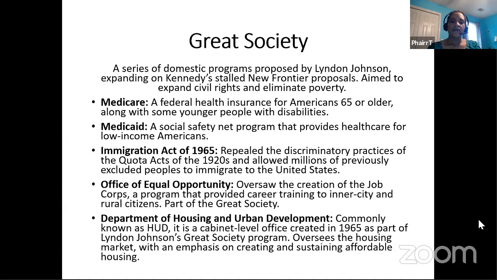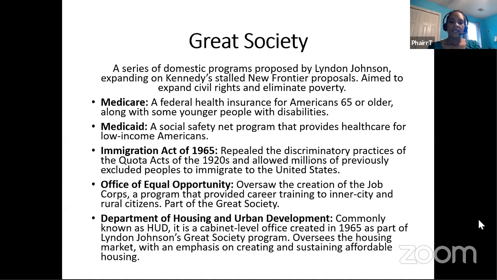They also had the development of the Office of Equal Opportunity. They oversaw the creation of Job Corps, a program that's still evident today. That's really great for individuals who don't want to seek a general high school education program and want to do more of a trade. So instead of completely dropping out of school and getting a GED, they can join Job Corps and learn a trade, still graduate with a certificate, and go right out into the work field. So it kind of explains that about inner city and rural citizens.